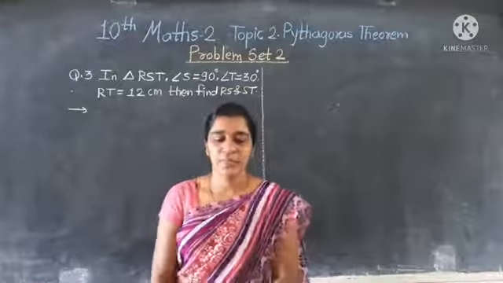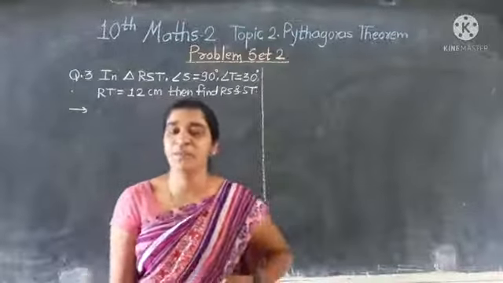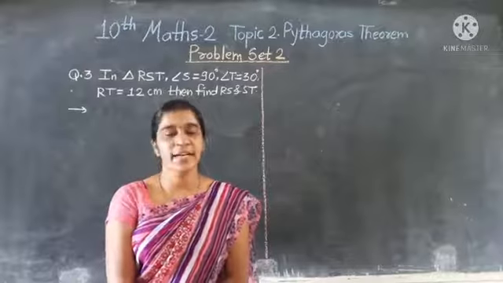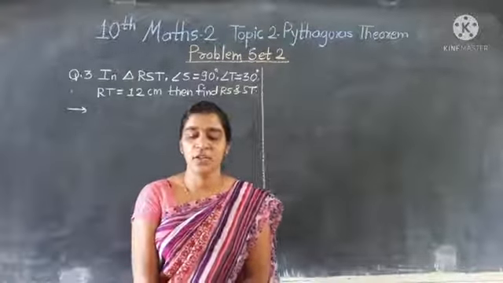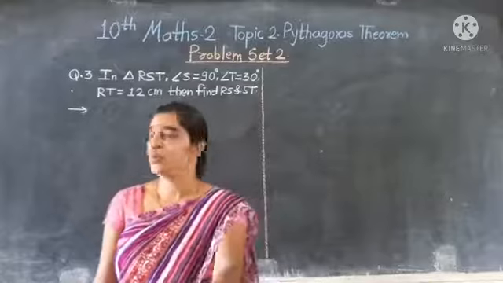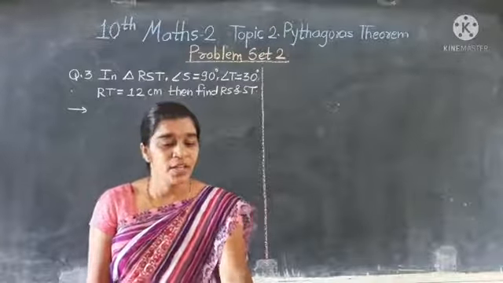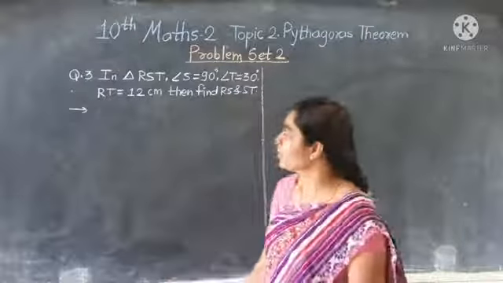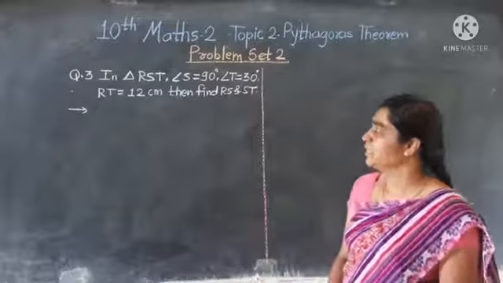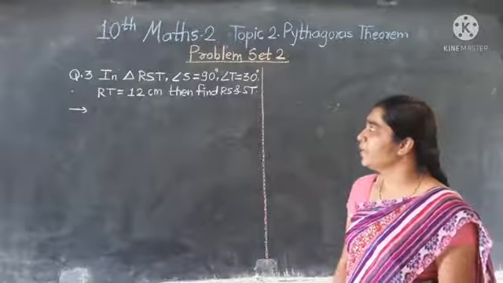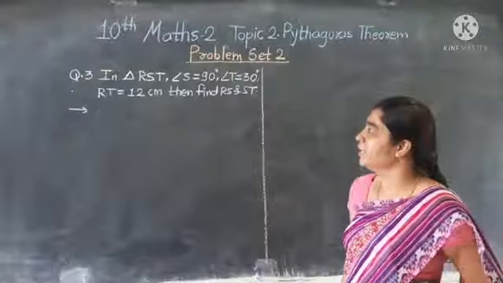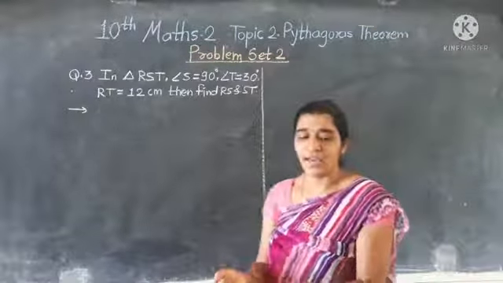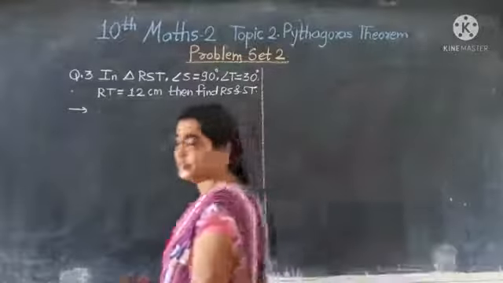So let's start. See, in problem set 2, page number 43 in your textbook. Question 1 is select the correct alternative. You have to select one of the alternatives. You can solve it yourself. Question number 2 is also easy. I take here question number 3. In triangle RST, angle S is equal to 90 degree, angle T is equal to 30 degree, and RT is equal to 12 centimeter. Then find RS and ST.